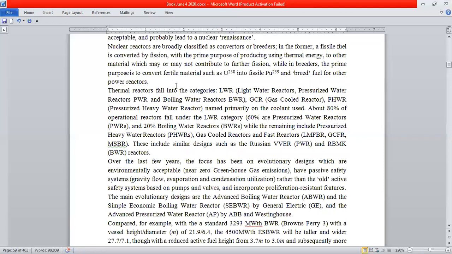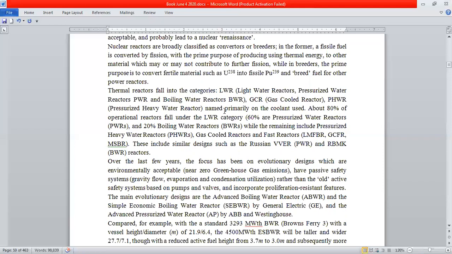So these reactors are the majority in the world, and they are light water reactors. A further division is that there are pressurized water reactors, PWRs, and boiling water reactors. Then you have gas-cooled reactors, the advanced gas-cooled reactors, and the old gas-cooled reactors. Then you've got a pressurized heavy water reactor, the CANDU Canadian design.